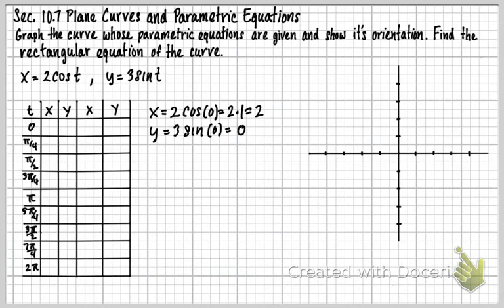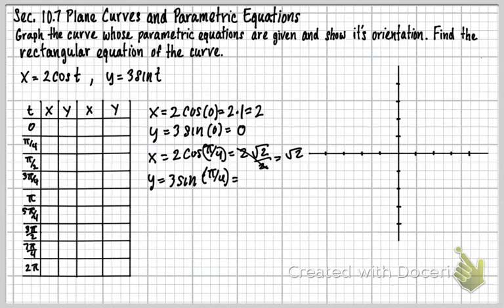Now I'm going to do the next one here. So x equals 2 cosine pi fourths. And that's going to be really 2 times the square root of 2 over 2. And those cancel. I just get square root of 2. Now the next one, the y, that's going to be 3 sine of pi fourths. And that's going to be 3 times square root of 2 over 2. So that's going to be my answer there, 3 square root of 2 over 2.